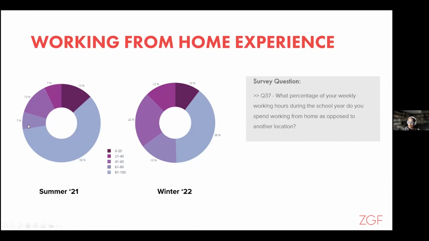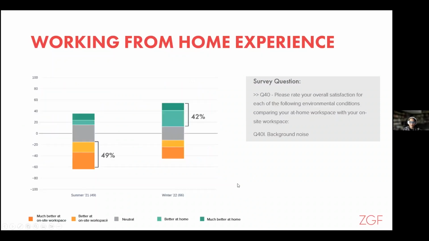Even from the summer of 2021, you can see here that 60% of the people were working 80 to 100% of their time from their apartments, versus by the winter of 2022, we're talking about 40%. So there was already 20% of people who started going back into the office. And as we continue, it just becomes really interesting to see how this changes.